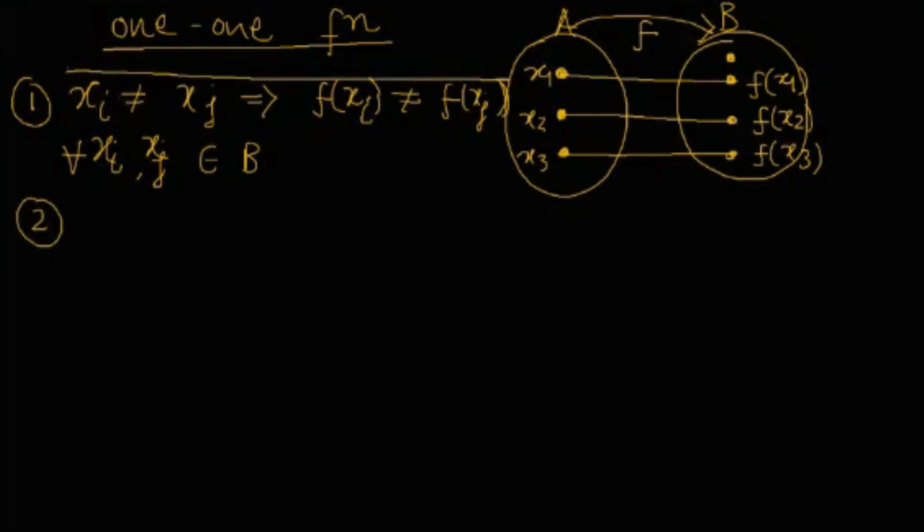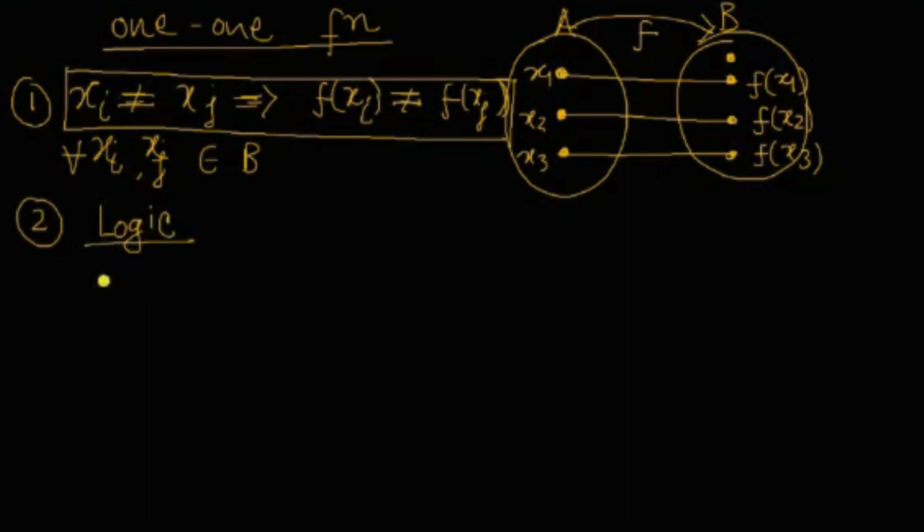It's a logical statement because there is an involvement of not equals to, implies, again not equals to. Two things are not equal to each other. This implies that the maps of those two things are not equal to each other as well. So this is a logical statement. In logic, there is one more thing which you should know because it's quite helpful sometimes.